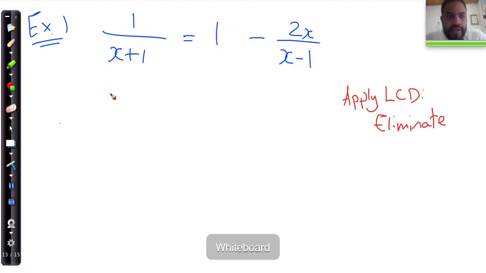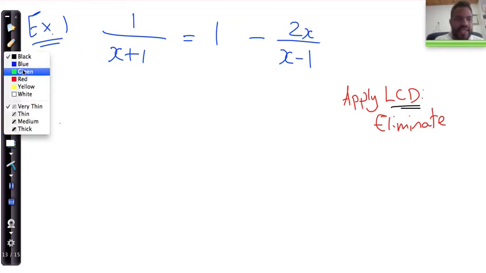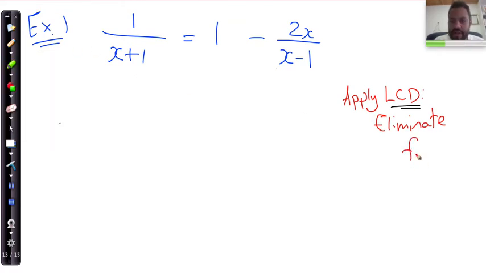Hello and welcome. We are looking at example number 1, dealing with equations that involve fractions, right? So when we talk about our quadratic strategy, ideally we don't want fractions involved. And so how do we do that? We apply what we call the LCD, or the lowest common denominator. And the purpose of the LCD is to eliminate fractions, right?